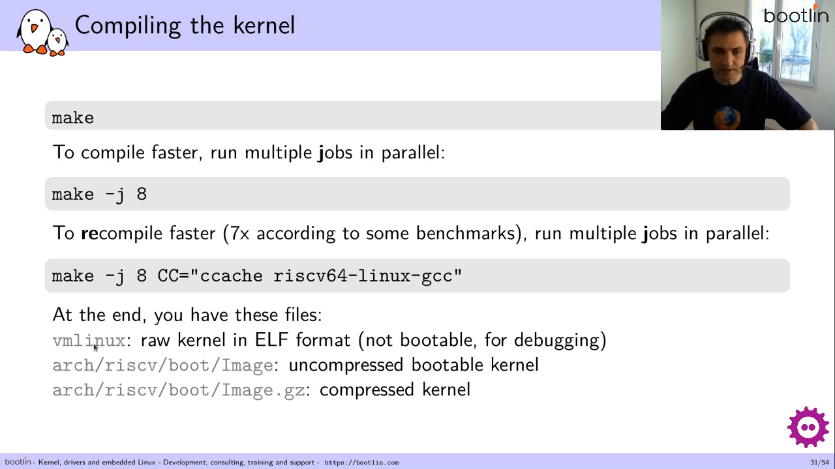At the end, what you get is the vmlinux. It's a raw kernel in ELF format at the top of the kernel sources. It's not bootable, but you can use it for debugging. In arch/riscv/boot, you have Image, the uncompressed bootable kernel. And also in the same directory, Image.gz is the compressed bootable kernel.